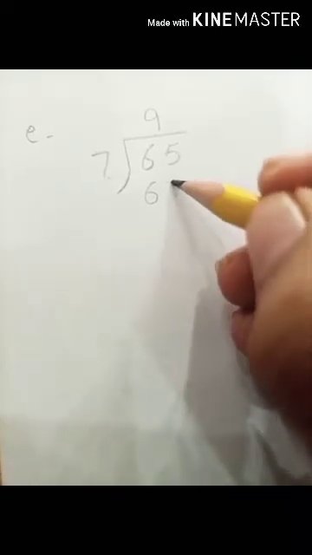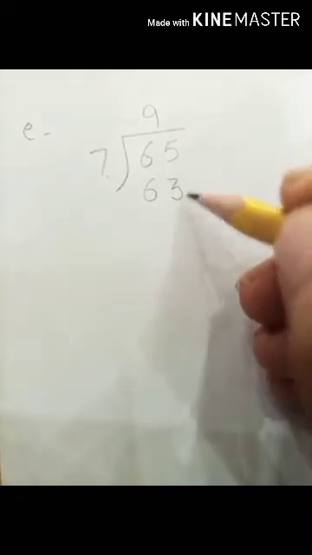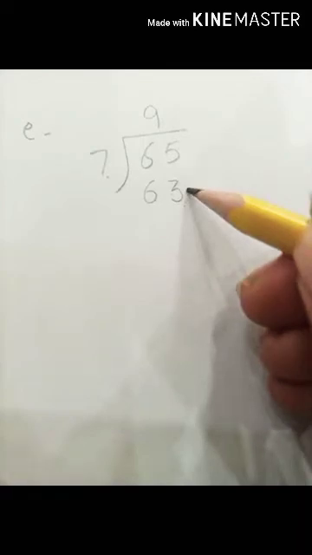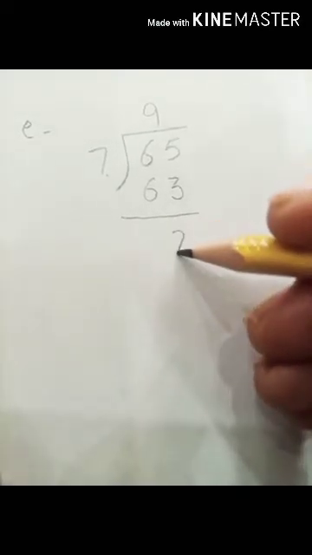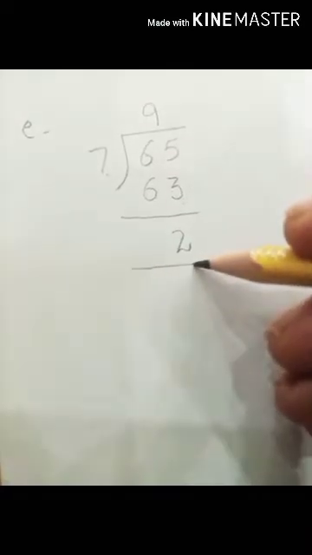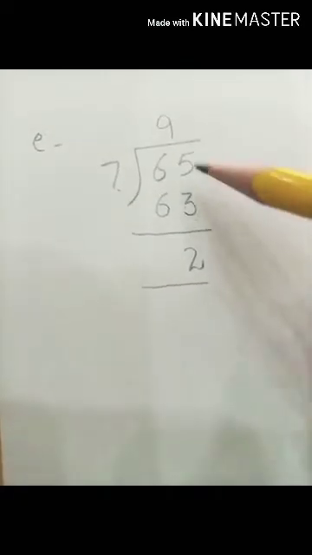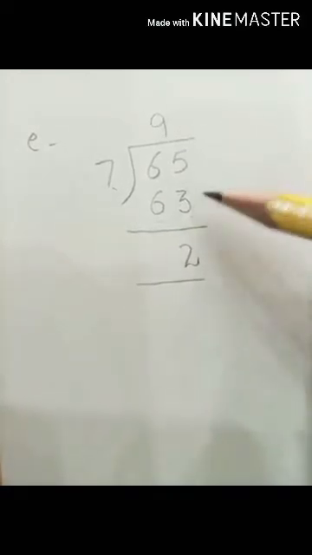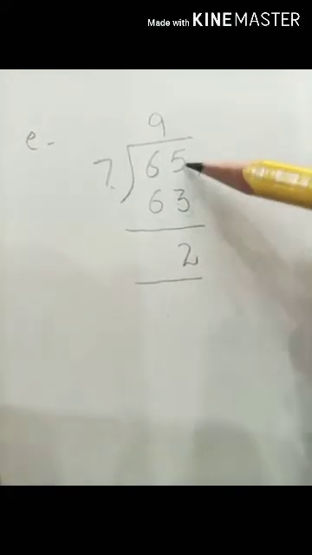Remember students, you are going to write the number that is quite smaller than our dividend, but it should not be a big difference. Okay, now subtract 3 from the number 5, where we get the remainder 2 here. Look at this, students: the number you write here should not have a big difference from our dividend.